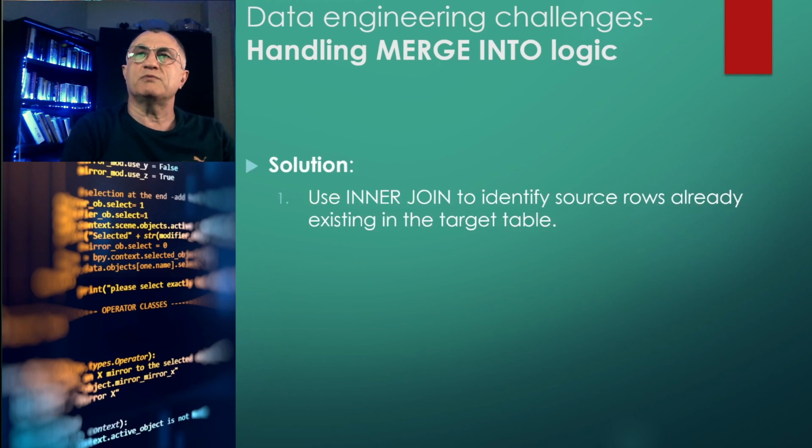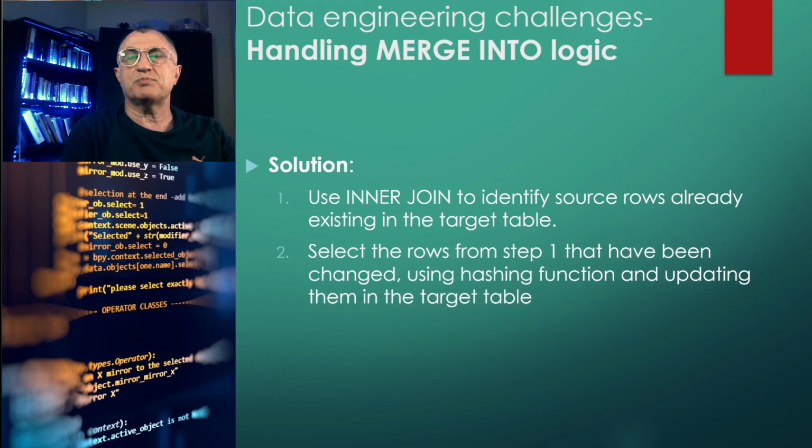So to overcome this problem, we can use a few-step process where we use an inner join between source and destination to identify rows that are already present in your target table. Then we can select the subset of rows which have actually changed by applying a hashing function between source and destination, and based on the mismatch between these hashing values, you can decide which rows need to be updated in the destination table. So that will take care of the update portion of the MERGE INTO logic.